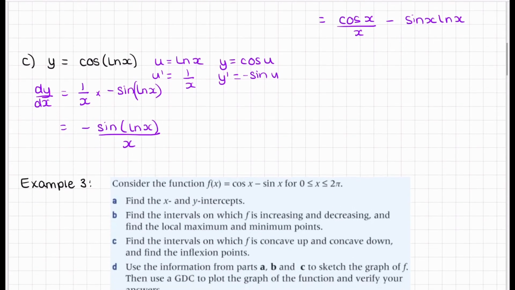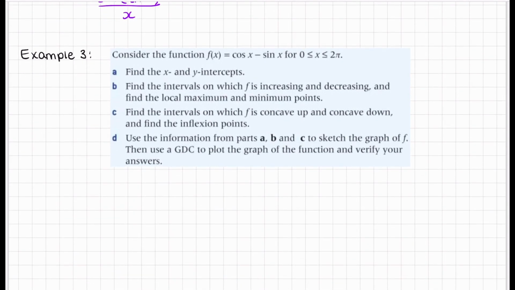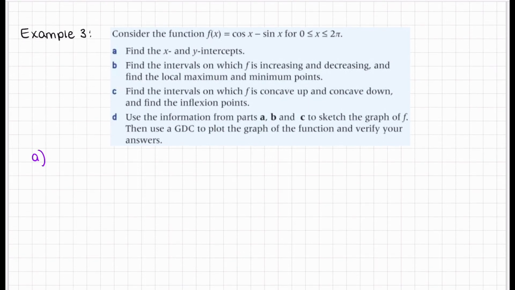Last example, consider the function f of x equals cos x minus sine x between 0 and 2 pi. First of all, we're going to find the x and y intercepts. So for the x-intercept, it's when y equals 0. So we're wanting when cos x minus sine x equals 0, which means we're wanting when cos x is equal to sine x. Think back to your unit circle, that type of idea. They are the same when it is 45 degrees or pi on 4. So x will equal pi on 4.